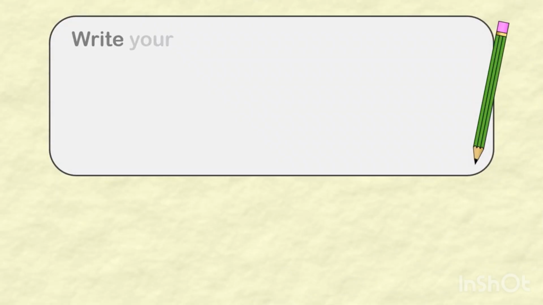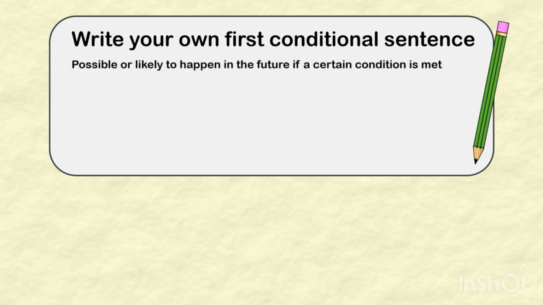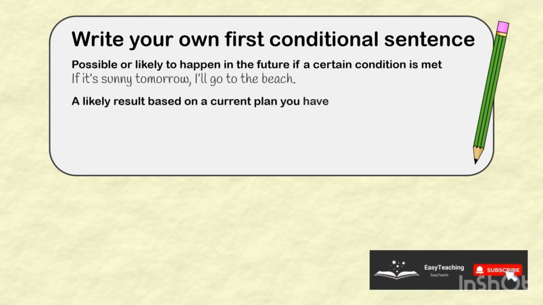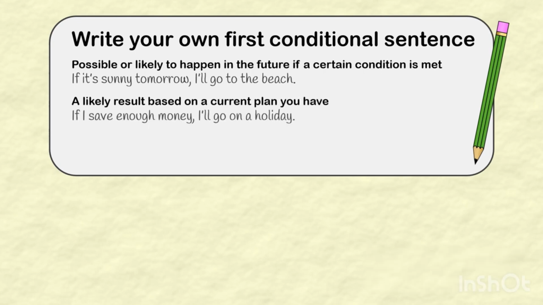Now it's time to write a first conditional sentence of your own. You might write about something that is possible or likely to happen in the future if a certain condition is met. For example, if it's sunny tomorrow, I'll go to the beach. Or you could write about a likely result based on a current plan you have, like this. If I save enough money, I'll go on a holiday.